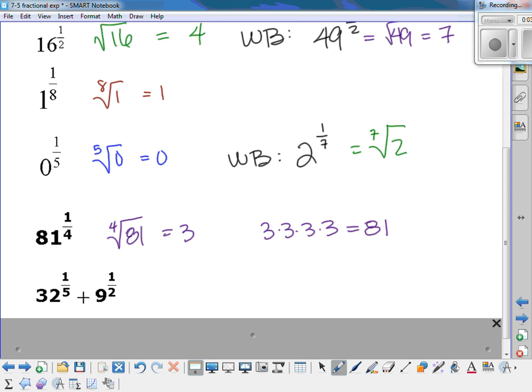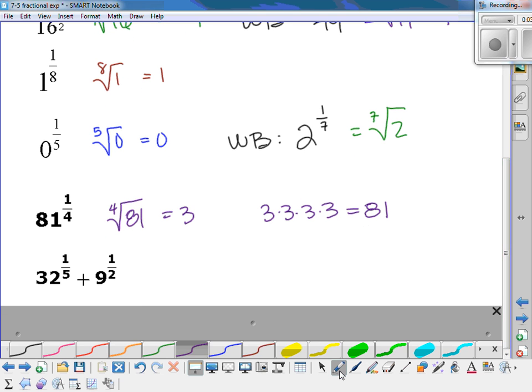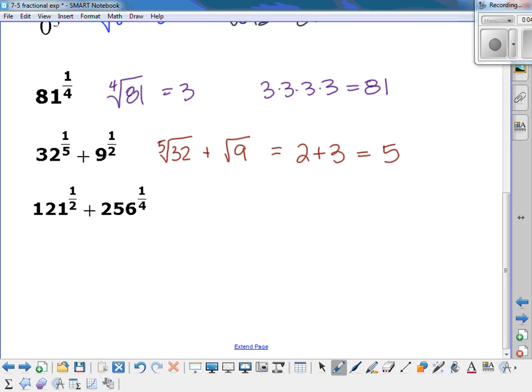Okay, and you might sometimes have a problem like this, where they've taken 2 and put them together. So if I want to do the 32 to the 1/5, that's the same as the 5th root of 32. And 9 to the 1/2 is just the square root of 9. So what do you think the 5th root of 32 is going to be? Yeah, 2. 2 times 2 is 4, times 2 is 8, times 2 is 16, times 2 is 32. And the square root of 9 is 3, so it equals 5. Okay, this last one on this page is for your whiteboards.